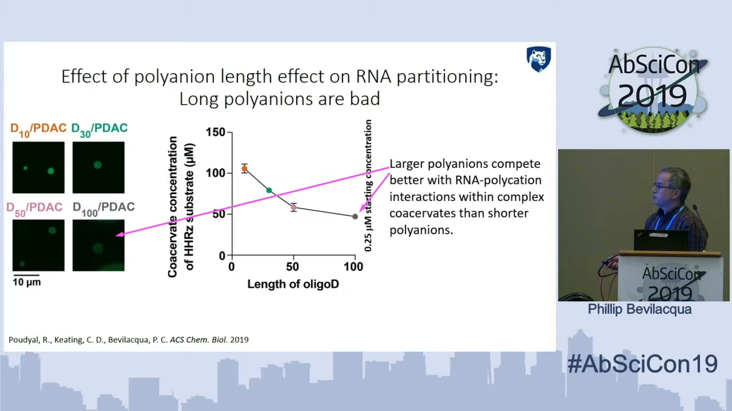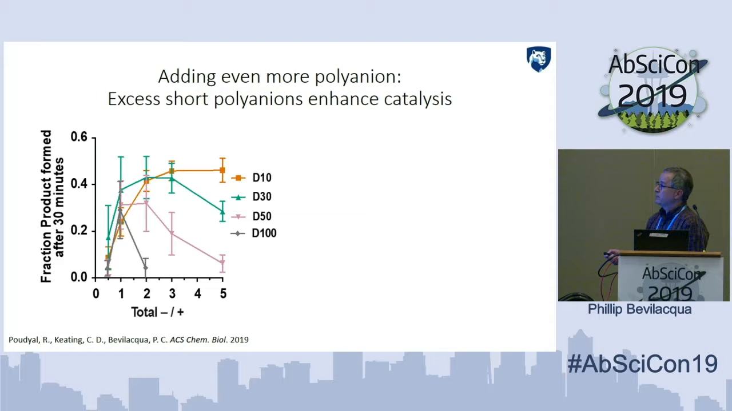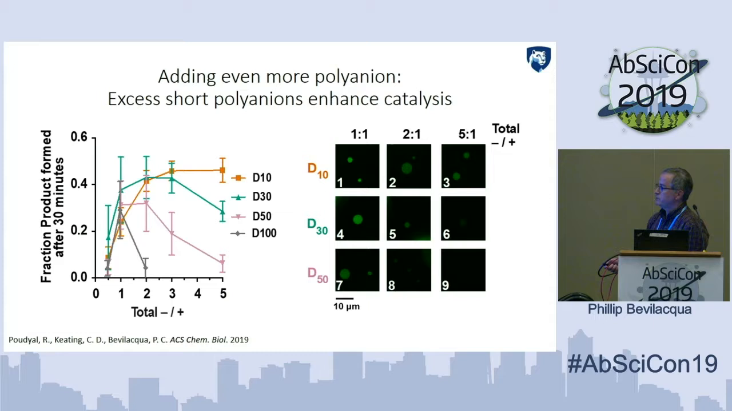So having made this observation, we then came up with the idea that we perhaps could stimulate that reaction by adding even more polyanions. And so here's the effect of adding excess polyanions, and you'll see that excess short polyanions actually enhance catalysis. This is now in the case of the D10: if we go away from charge match conditions to a twofold up to fivefold excess of the oligoanion, you can see that the rate of the reaction is enhanced up to twofold more.